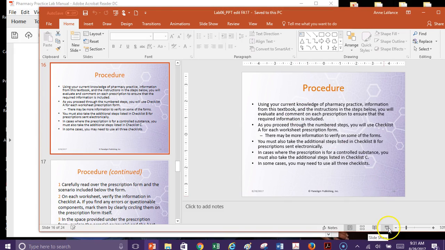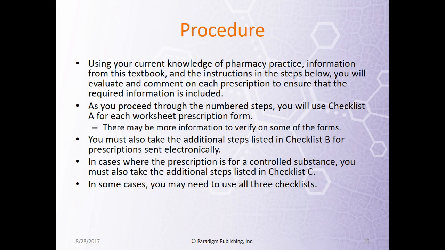All right, so let's talk about the procedure for reviewing the prescriptions as they're coming in. Using your current knowledge of pharmacy practice and information from the textbook and the instructions and the steps that will follow, you're going to evaluate and comment on each prescription to ensure that the required information is included. As you proceed through the numbered steps, you will use checklist A for each worksheet prescription form. There may be more information to verify on some forms. You must also take the additional steps listed in checklist B for prescriptions that are sent electronically. In cases where the prescription is for a controlled substance, you must take additional steps listed in checklist C. In some cases, you may need to use all 3 checklists.